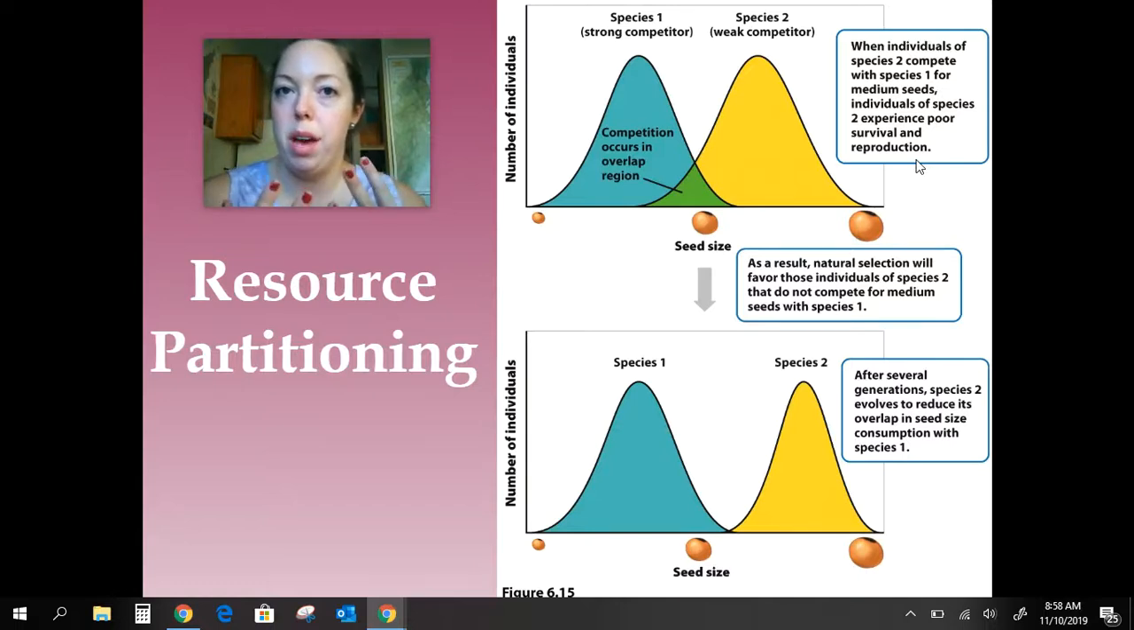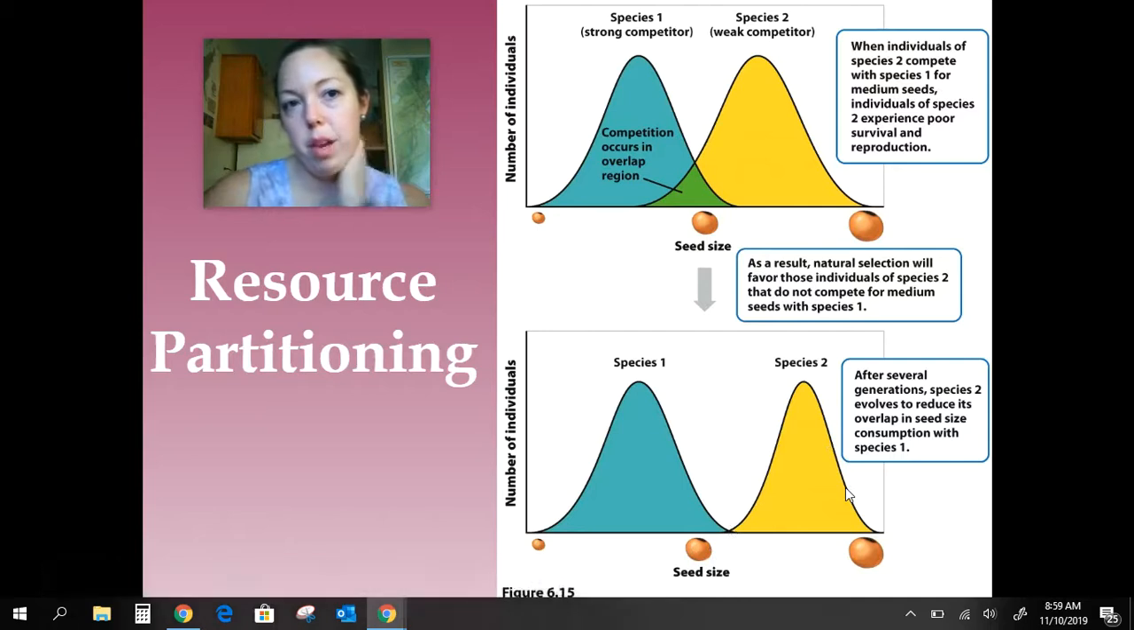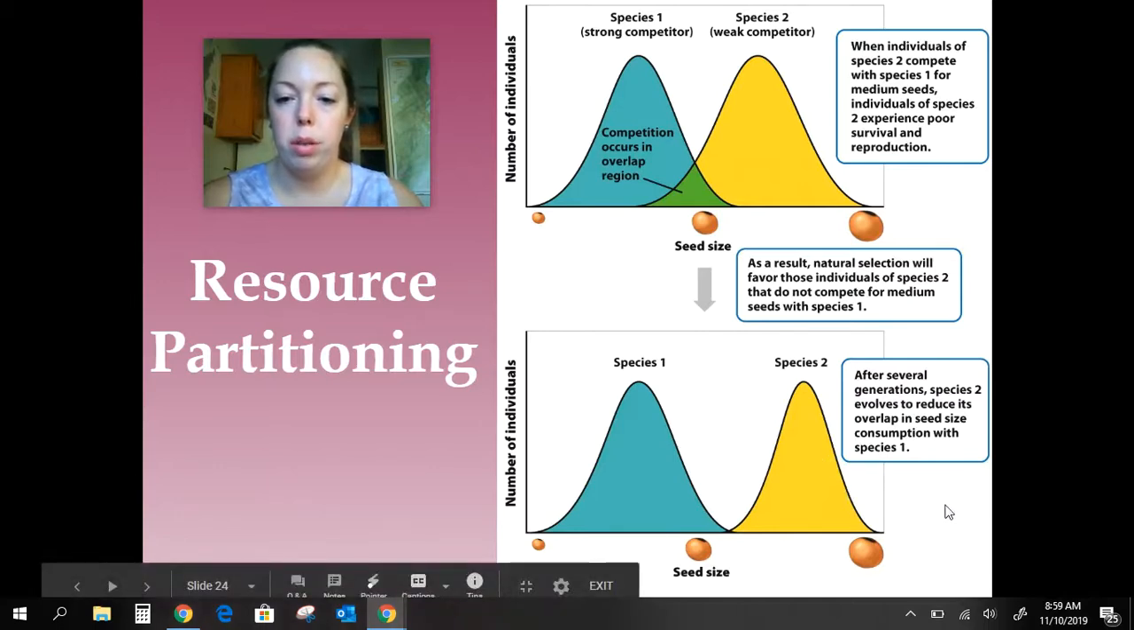So, as a result, we have individuals of both of these species that are essentially competing for these medium-sized seeds. So if species 1 is the better competitor for the medium seeds, then the individuals of species 2 right here that compete for those medium seeds are probably going to have poor survival and reproduction, right? So after a whole bunch of generations, species 2 should evolve to contain fewer individuals that eat the medium seeds. You can see here in the second chunk of the graph, okay? But this process, this is what we call resource partitioning. It reduces the amount of competition between 2 species, okay?